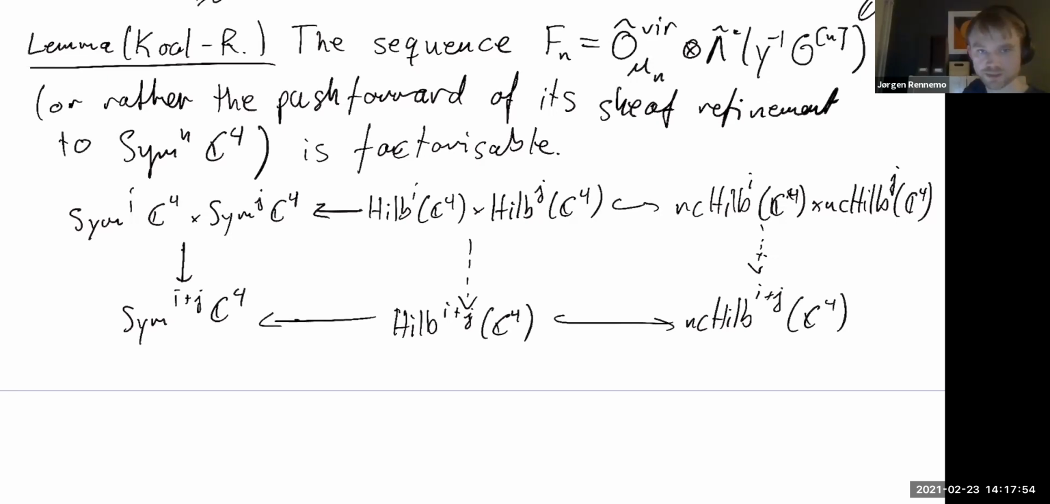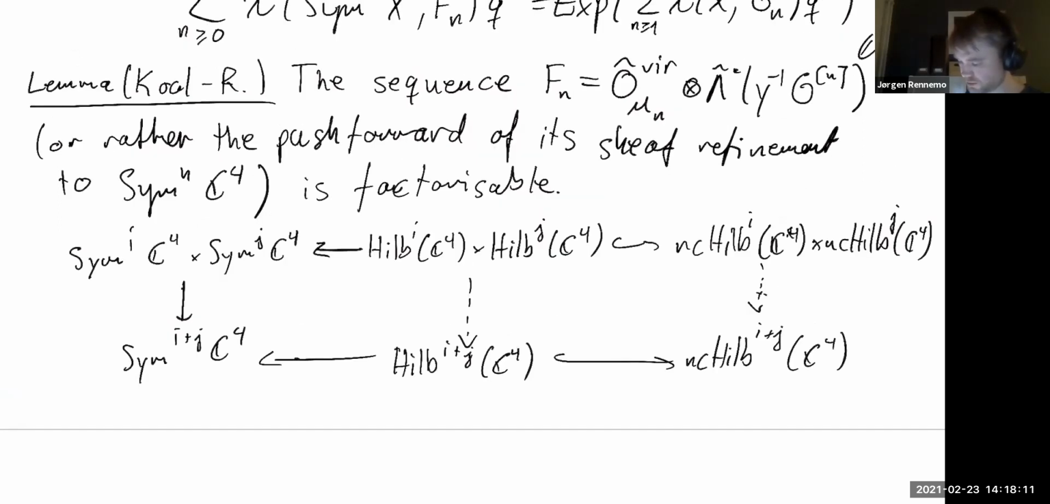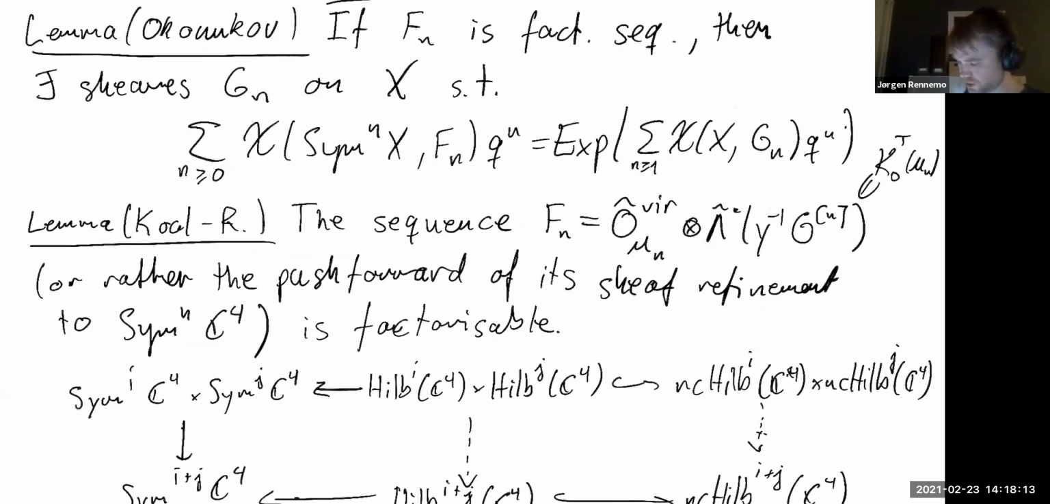So that's one reason why you don't really want to compute these things. You want to compute the full thing with insertion, or at least if you want to have something which is nice in terms of the plethystic exponential. Okay, so we now know that this is factorizable. Now we can apply this. The main numerical output of this is we can write down.